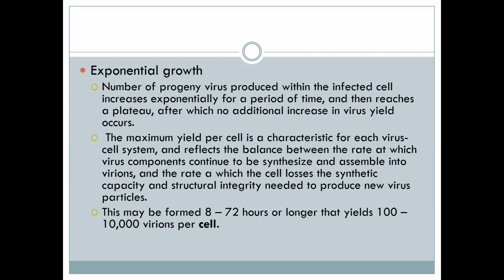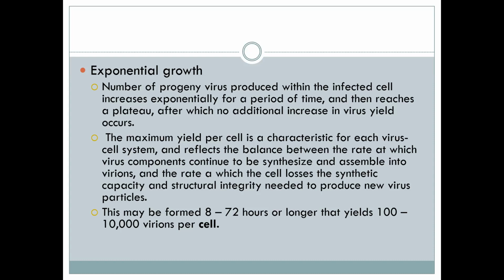Okay? If we have the eclipse, we also have the exponential growth. So when we say exponential growth, the number of progeny virus produced within the infected cell increases exponentially for a period of time and then reaches a plateau, after which no additional increase in virus yield occurs. So meaning to say, when we say exponential growth, ang pinakadamo or ang peak, ang pinakapunta na kung ano kadamo ang virus na ma-produce niya. That's your exponential growth. So the maximum yield per cell is a characteristic for each virus-cell system.